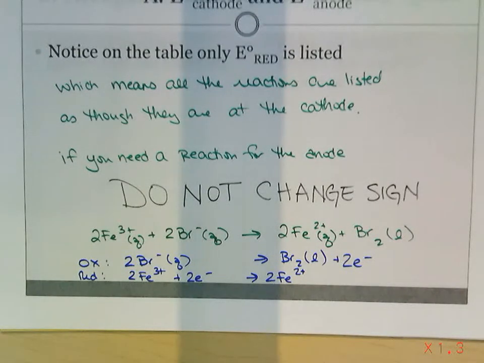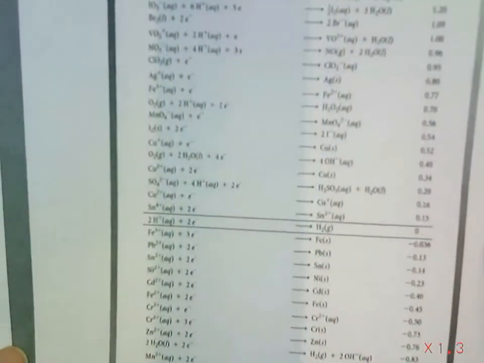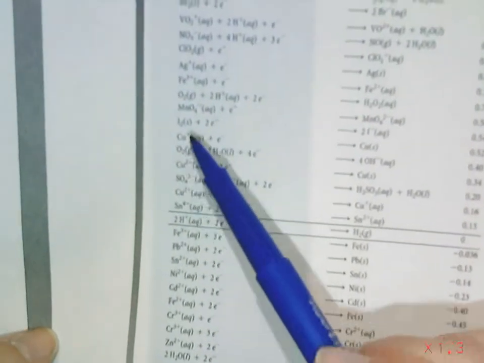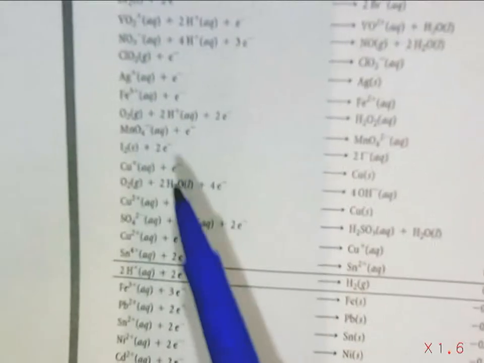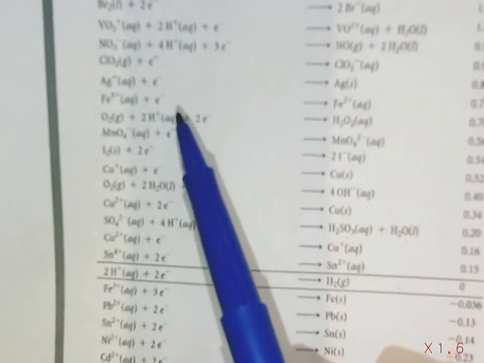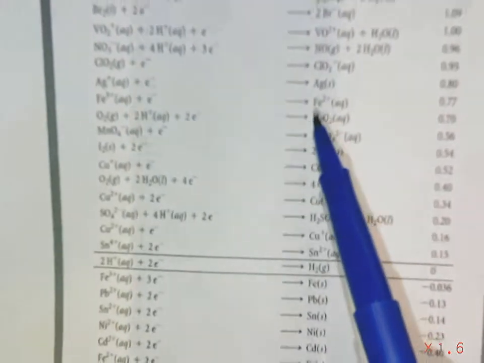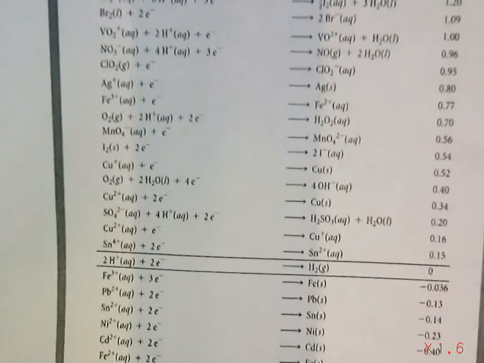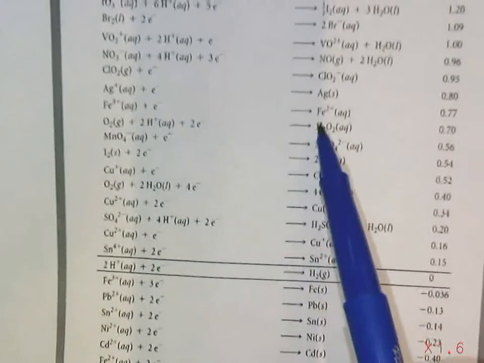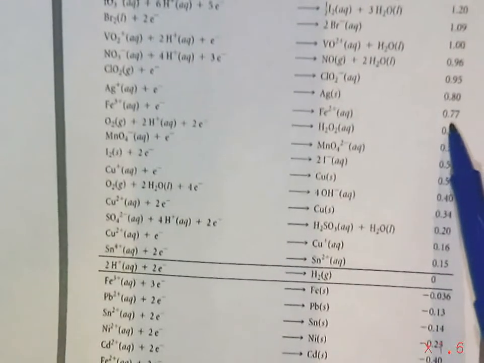All right, so then I would go to my table. You can't really see your table if I hold it like this. Which one did I use? I used this one up here. Iron plus 3 and an electron makes iron plus 2. Maybe if I go like this, that's slightly better. Now we're in business. All right, so iron plus 3 and an electron makes iron plus 2. Its E0 is 0.77.